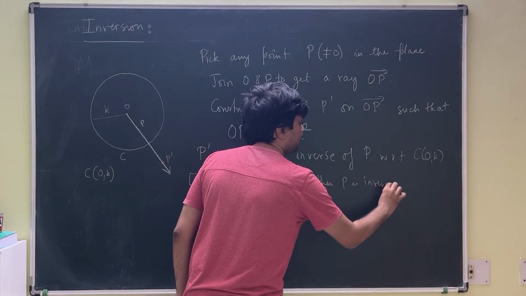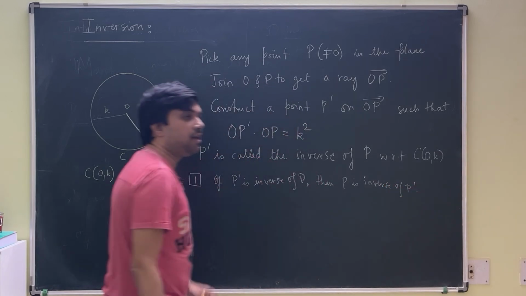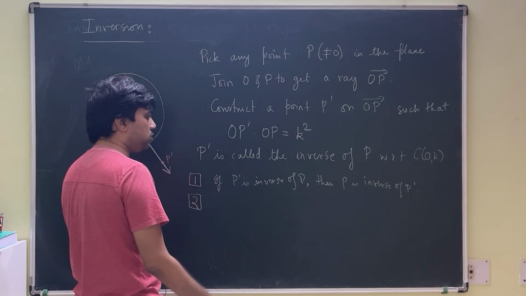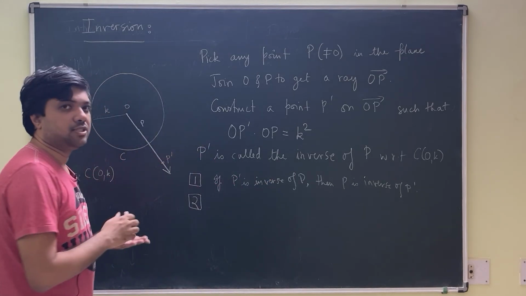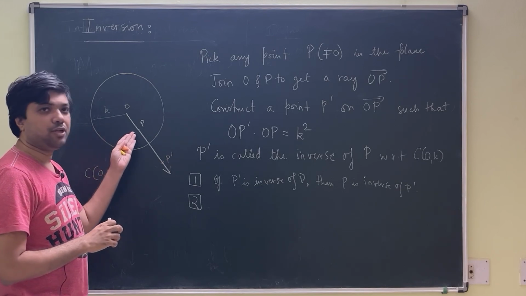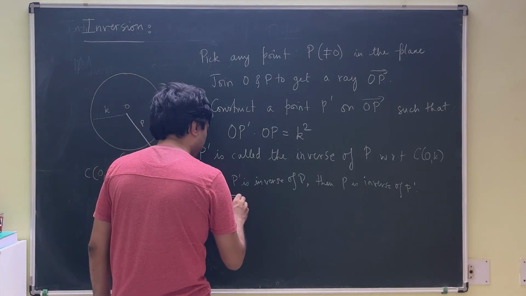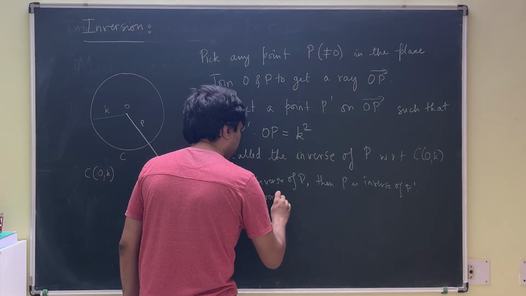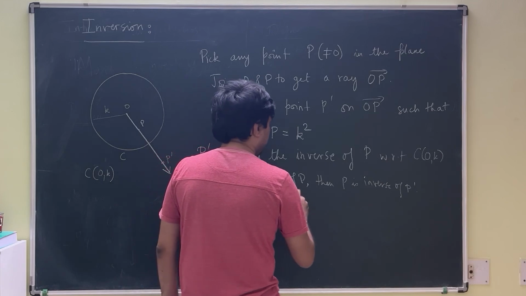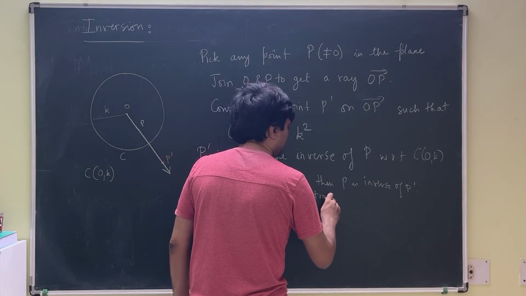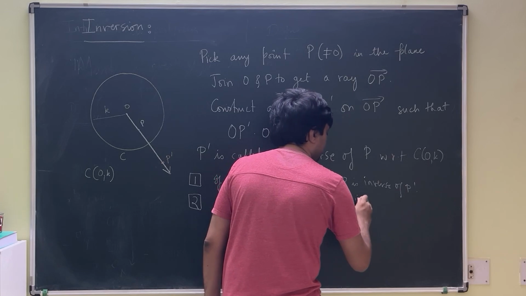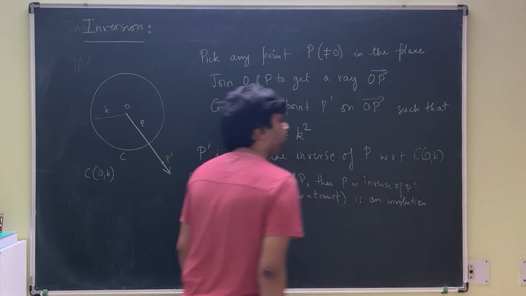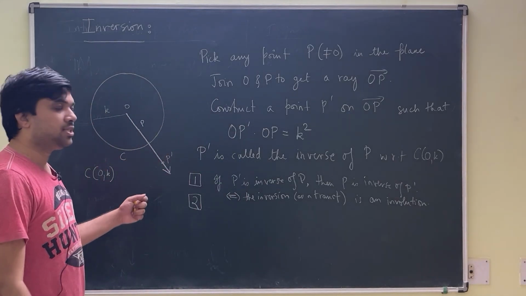So P and P dash are inverses of each other. By the way, this also means that the transformation which takes all the points in the plane from P to P dash is an involution. This is a statement that the inversion transformation is an involution.